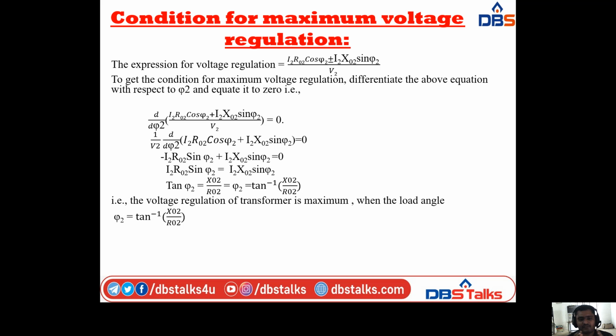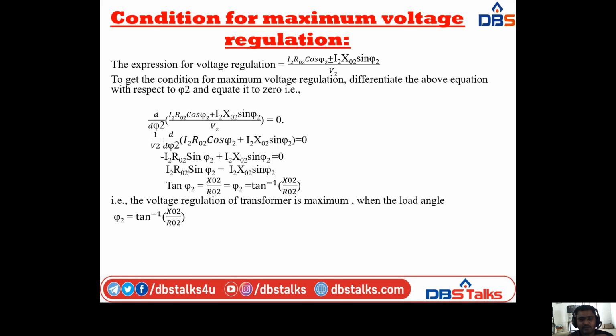And after differentiating this, we have I2 R0. The differentiation of cos phi 2 with respect to phi 2 is minus sin phi 2. So that is minus I2 R0 sin phi 2 plus, differentiating sin phi 2, we get cos phi 2, that is I2 X0 cos phi 2. Actually I made a mistake. Before differentiating there is I2 X0 sin phi 2, but after differentiating with respect to phi 2, we have I2 X0 cos phi 2, that is equal to 0.